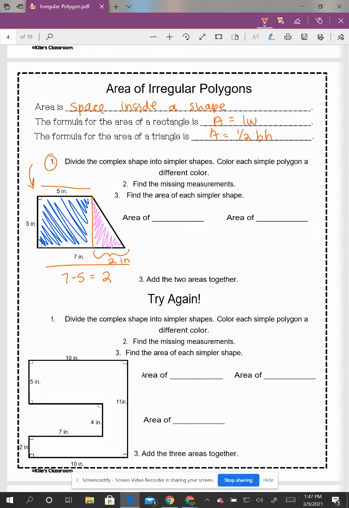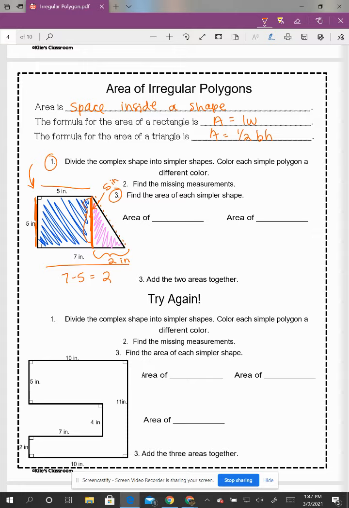Now the other measurement I have to complete this is I need the height of my triangle. You'll notice that this edge right here is the same as this edge right here, which makes this measurement, draw an arrow, 5 inches. So now I have all the measurements needed. I don't need to find the slanted line right here. This is called the hypotenuse of a triangle, but it's not necessary when we're trying to find the area. Now I have all of the information that I need.